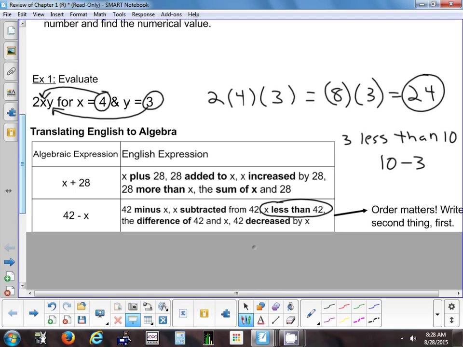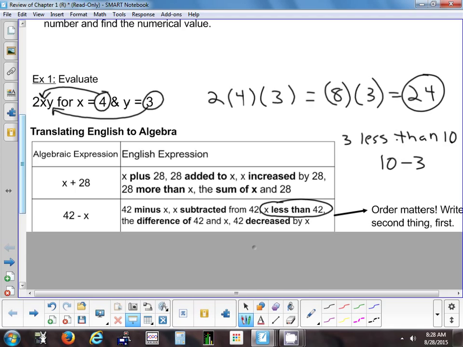If I said type that in on a calculator. Think about it the same way we did this one. X less than 42. Just changing those two things. Yep. 42 minus x. Perfect. 42 minus x. This is the one that always trips people up.